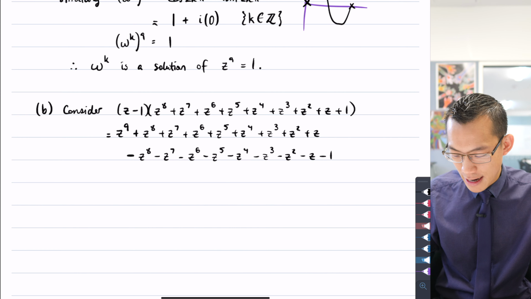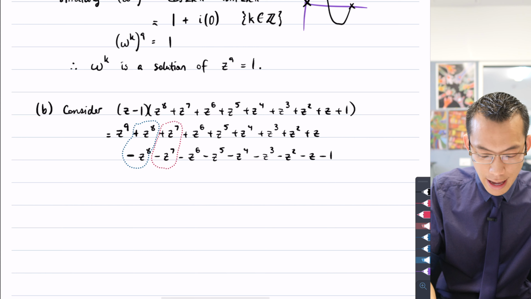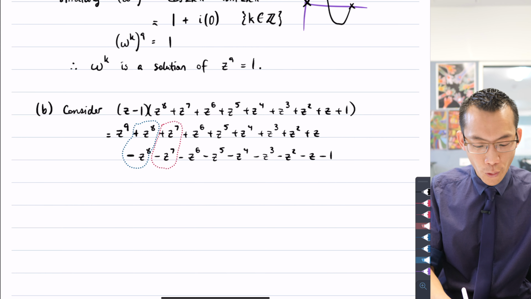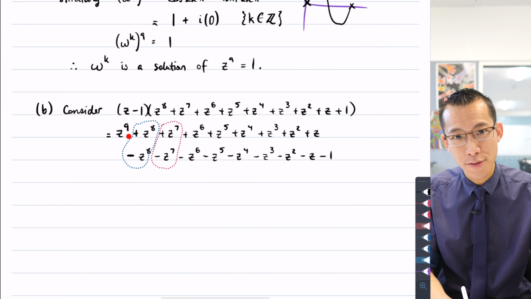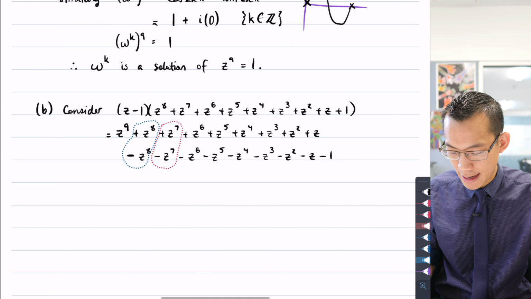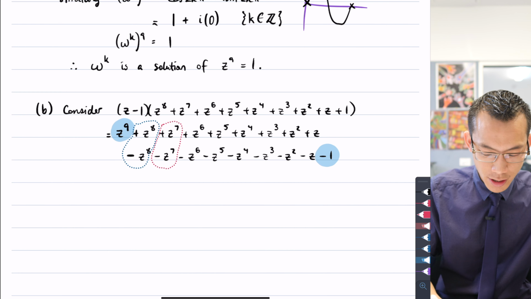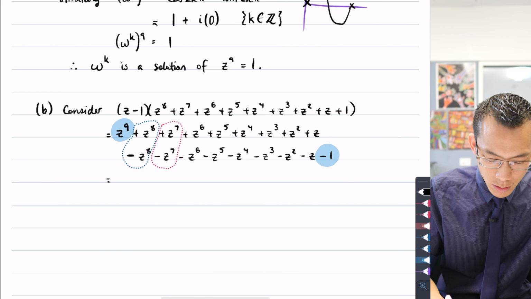But you can see it doesn't take much effort to notice that many terms are going to cancel in here, right? Your z to the 7s, your z to the 8s, everything except for the z to the 9 hanging out the front, with no like terms for it to collect with, and this -1 hanging out at the end. So these guys here will be your only remaining terms. So they equal z to the 9 minus 1.